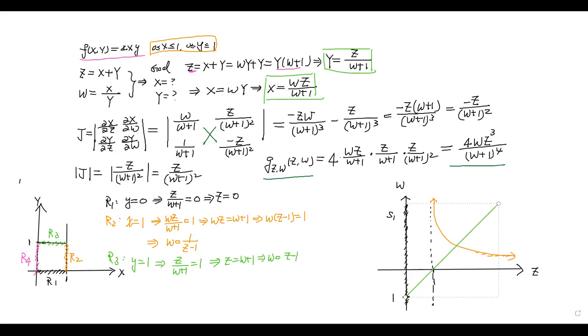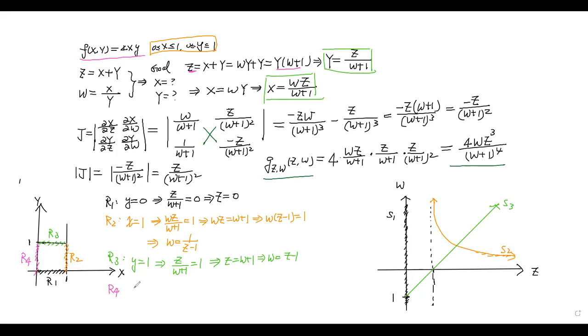So this will be my, I should say S3, because that's my new boundary. So this is S3, my new boundary, and this one is my S2, the new boundary here. Okay, so my last boundary here is R4.